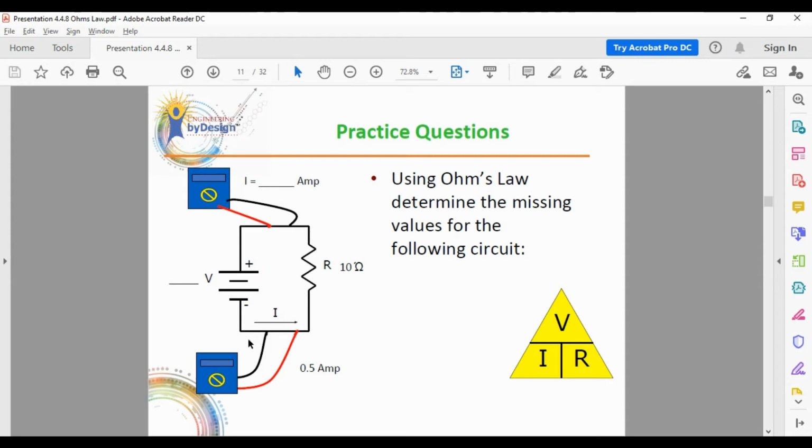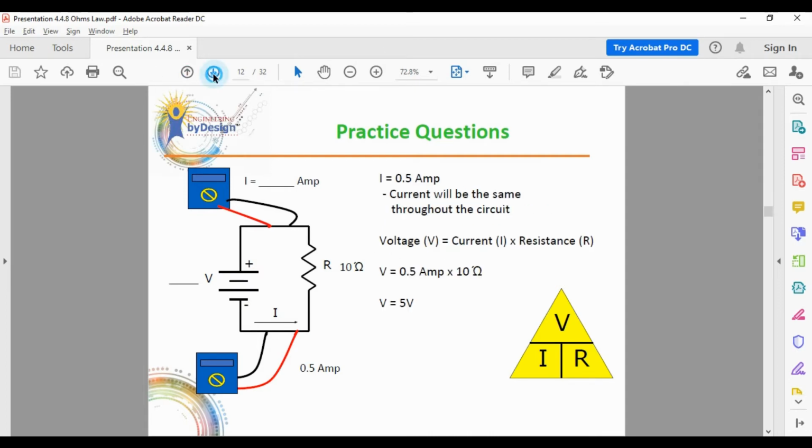Determine the missing values. Current, 0.5 amps. Resistance is 10 ohms. So we're looking in this case for the voltage. I already mentioned current stays the same throughout the circuit, and there are some things you can do to change amperage, but we're not getting into that. To find the voltage, it's just your current times your resistance, 0.5 amps times 10 ohms, you get 5 volts.